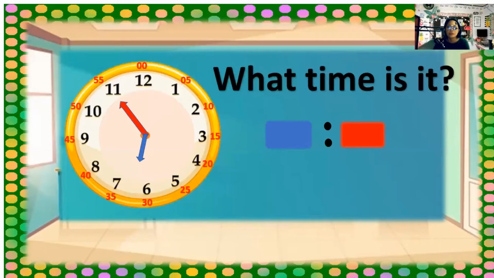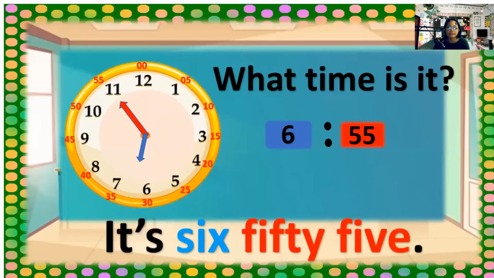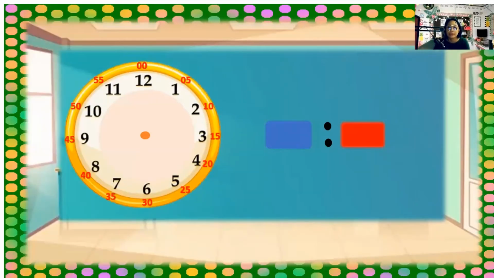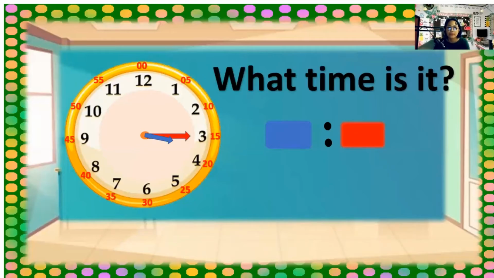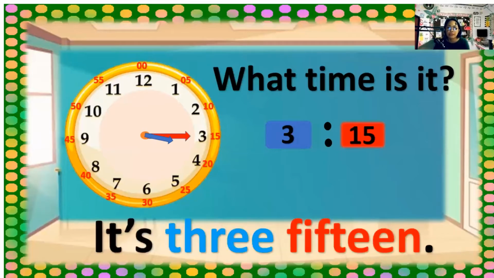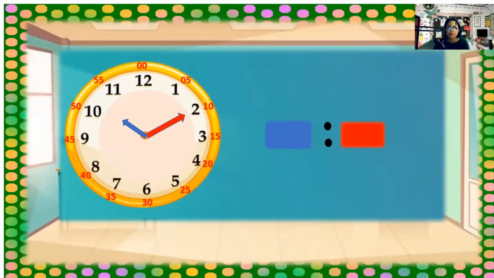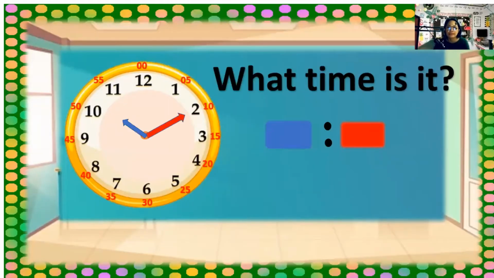Okay. What time is it? Okay. It's 6:55. Even the words, the 6 is in blue and the 55 is in red to make it clearer for you to see. What time is it? It's 3:15. What time is it? It's 10:10.